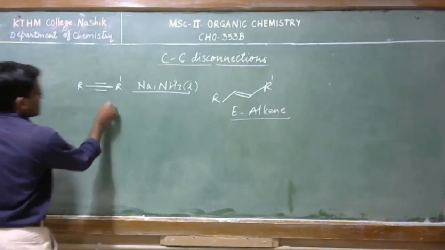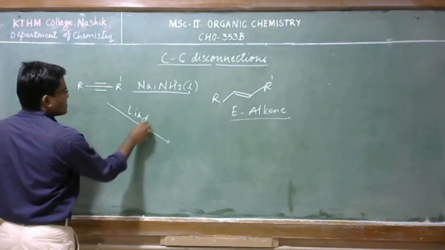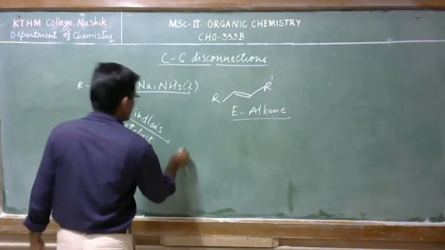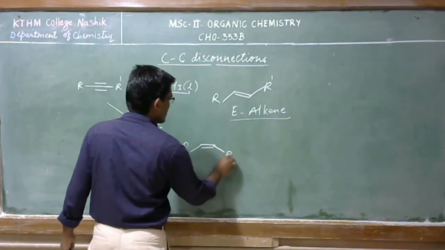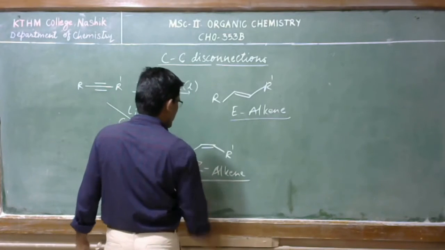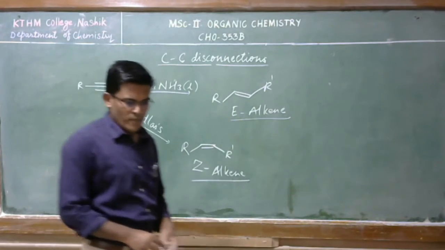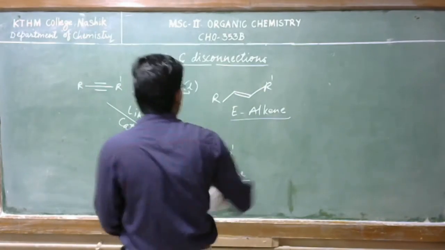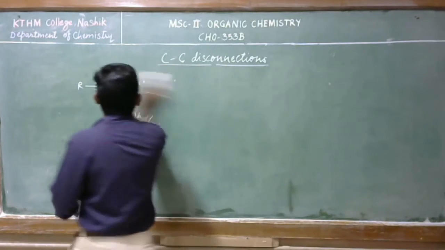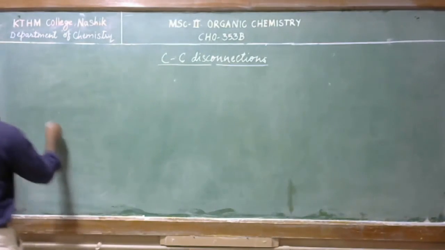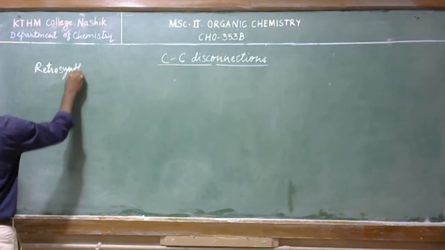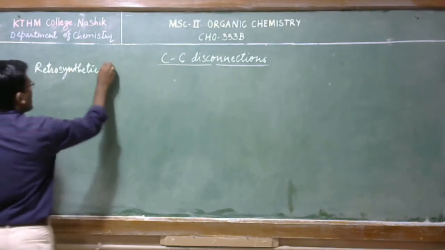And when you treat it with Lindlar catalyst, it gives the Z-alkene. So let us have an example where our target molecule has an E-alkene, which can be obtained from alkyne. So let us see the retrosynthetic analysis.